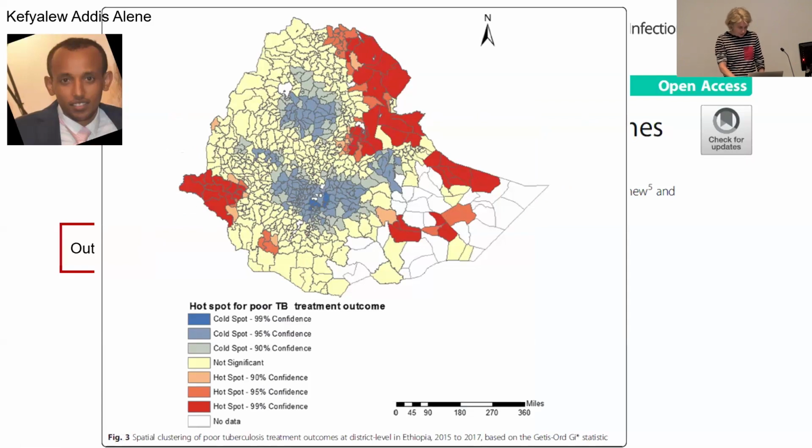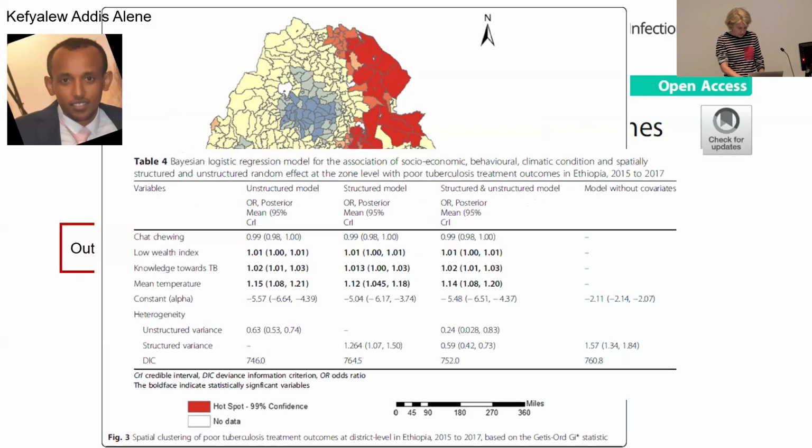But what he also found was that most of the explanation was not so much a clustering and an overt geospatial effect, but something to do with the features of that geography. So the wealth index, the knowledge about tuberculosis and temperature, he looked at those, and he said once they were included in this model, the actual spatial correlations kind of fell away.